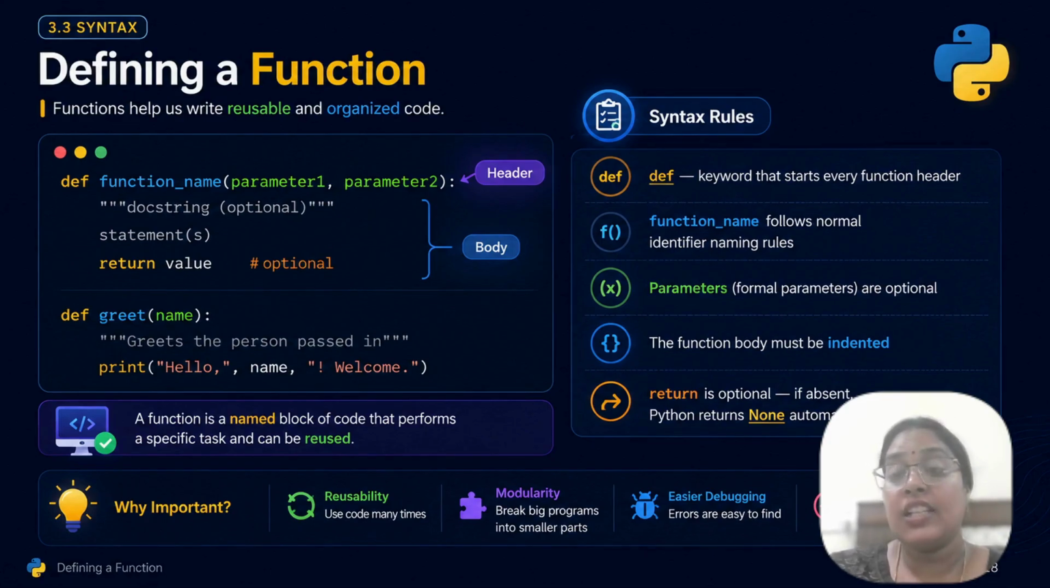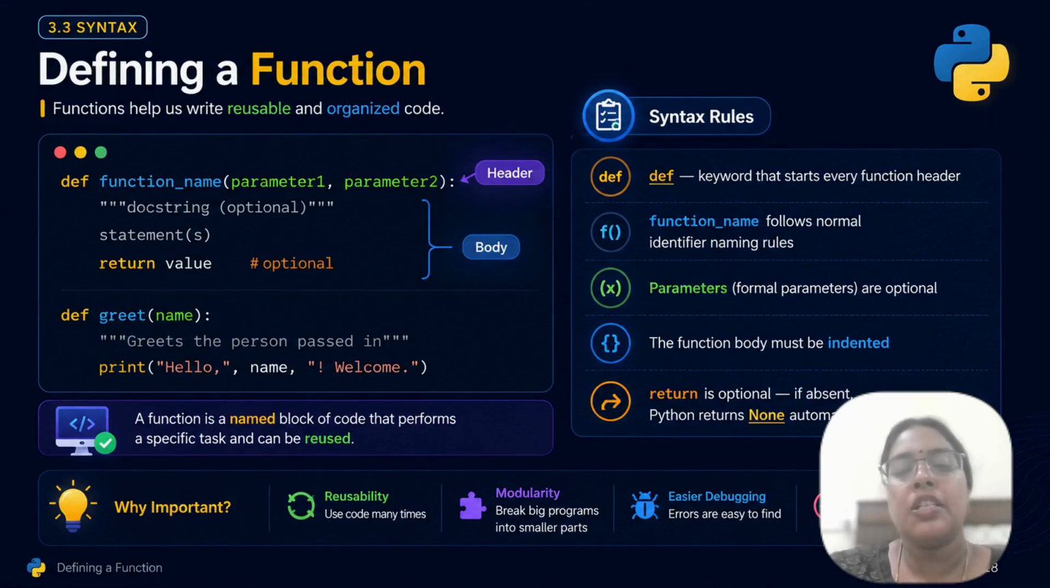There are certain syntax rules. def is a keyword, which means every function compulsorily starts with def. The function name is a normal identifier, so all the rules of identifiers will fit here. Whereas parameters or formal parameters are optional here. If you want, you can pass them. If you don't want, you don't need to pass.